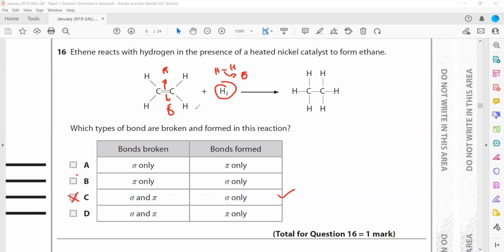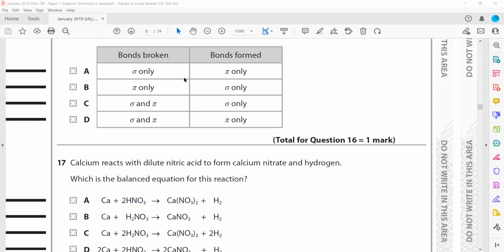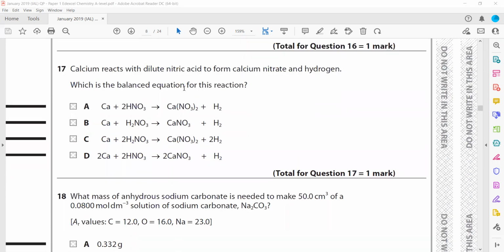Because you have to check all the reactants. I was checking only the first, the alkene, but there is hydrogen as well, and within the hydrogen there's a sigma bond. That's why sigma and pi are broken: hydrogen H2 is there, so that bond breaks, and here's a pi, so that bond breaks. As a result, hydrogen and carbon will form a bond, so that will be a sigma bond. So C will be the right answer for this.